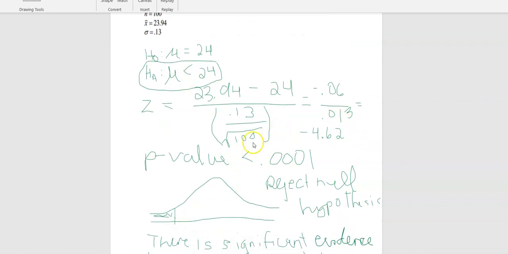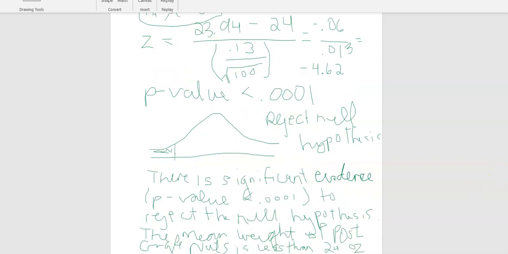And then we make our decision. If the p-value is less than alpha, we reject our null hypothesis, and then we state what it means for us to reject the null hypothesis. It means that our alternate is true. In this case, the mean weight of post-grape nuts is less than 24 ounces.